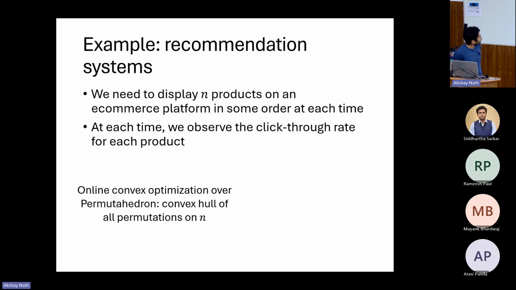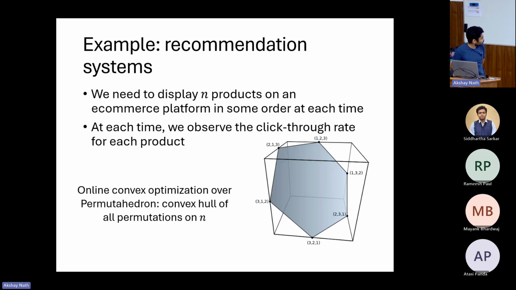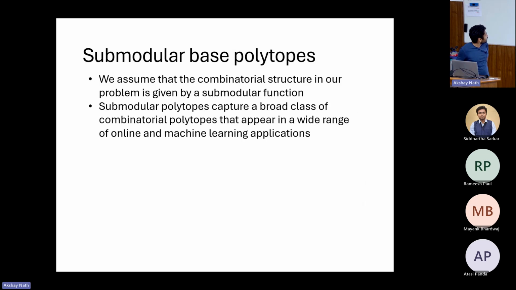in machine learning. So suppose you have n products on an e-commerce platform, right? And you want to order them. Each time a new user comes, you want to say, this is the order I display these in. And how is this an online convex optimization problem? Well, think of all the permutations. Each permutation is a ranking. And if I take the convex hull of all of these permutations, then I get my polytope and I want to play a point in this polytope, right? So this is one example of that problem. And this is the kind of nice polytope in 3 dimensions. If you have 3 products, those are the 6 points you could play. Simple. And that brings me to submodular base polytopes.